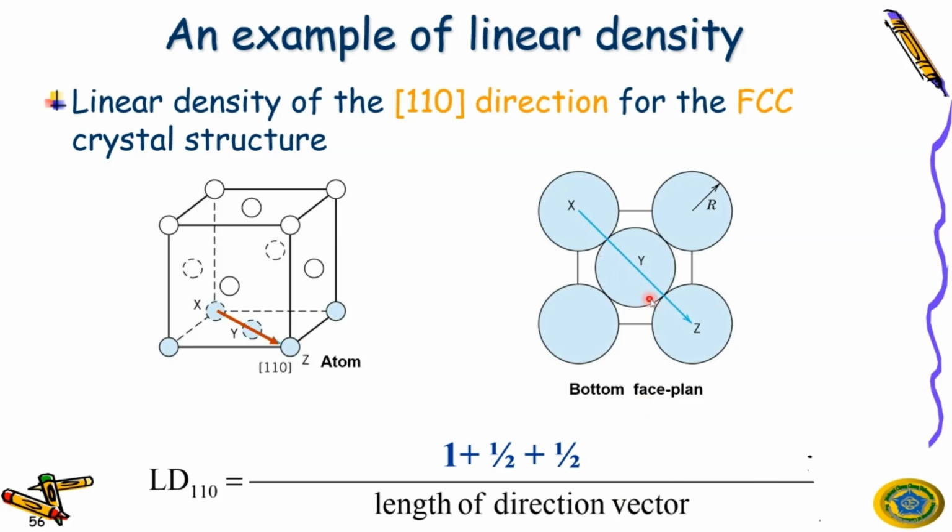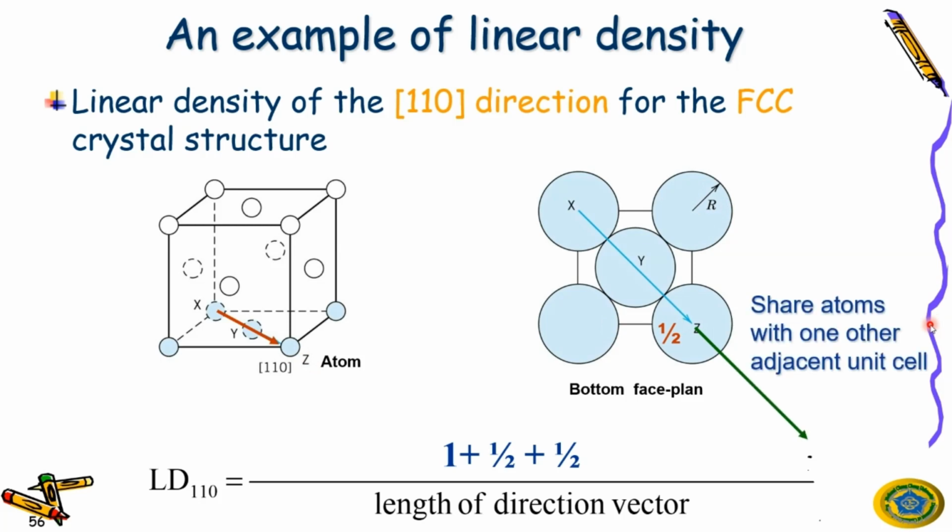How about the length of the direction vector? There are 4R, right? 4R. Share atoms with one another adjacent unit. Okay, so this is 4R here.